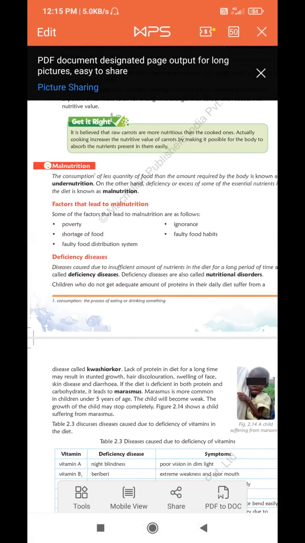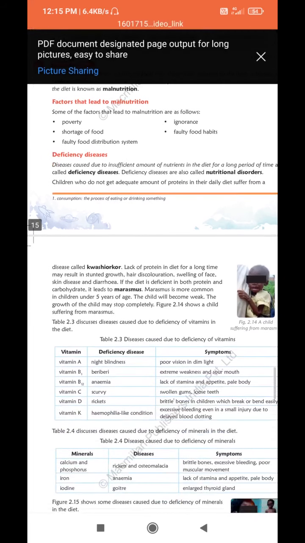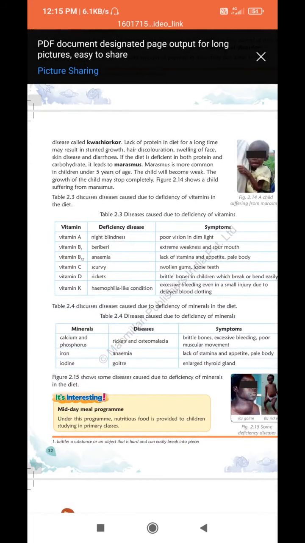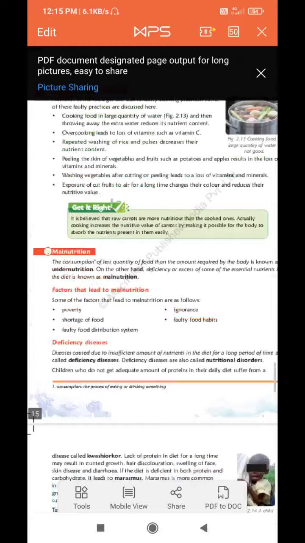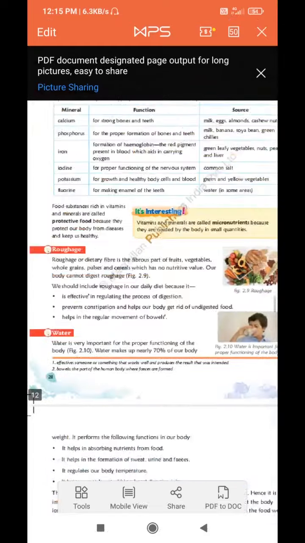We should concentrate on malnutrition also. If we don't take proper nutrition we'll get nutrition deficiency diseases, vitamin deficiency diseases, mineral deficiency diseases, all they have given here. You have to understand all this by reading the tables.